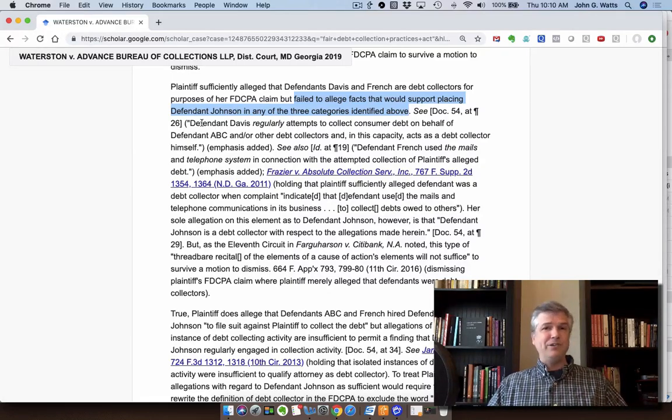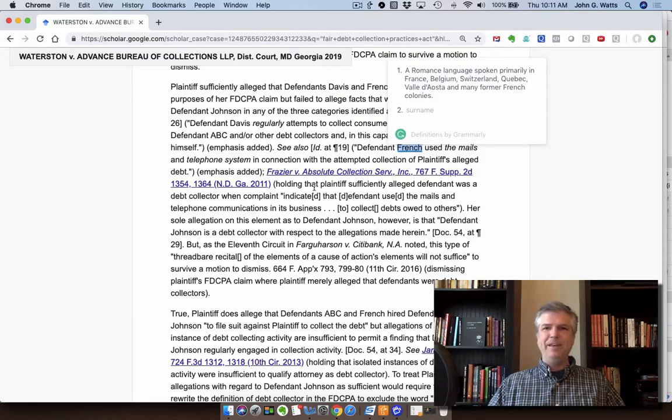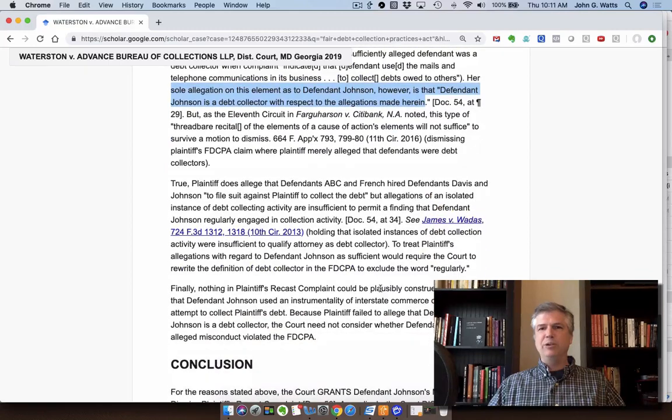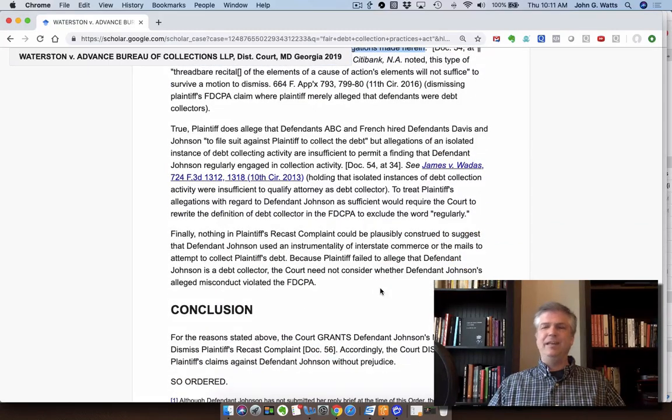So by way of contrast, the court says, look, defendant Davis, you said they regularly attempt to collect debt. Defendant French here used the mail. But then it says the sole allegation against defendant Johnson is that Johnson's a debt collector. And the court says, look, that's a conclusion. That's not a fact. And so the court throws the case out because of that.